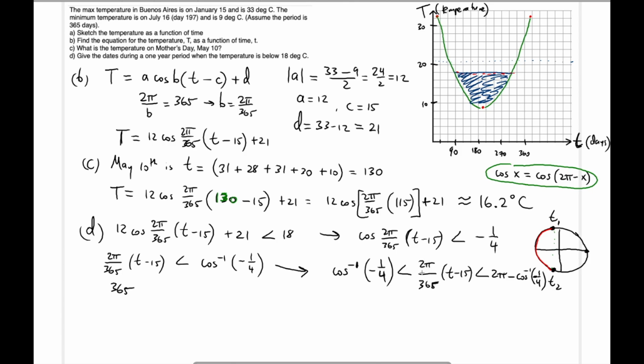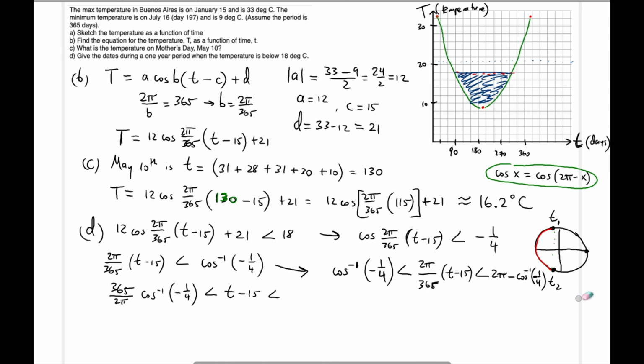And also you're going to divide by 2 pi, right? So you're going to get rid of this at the same time, multiplying both sides by this reciprocal, right? So 365 divided by 2 pi, our cosine of -1/4, less than, and we got rid of it, so we can just write t minus 15 now, less than, and this thing, be careful that it has to be multiplied.